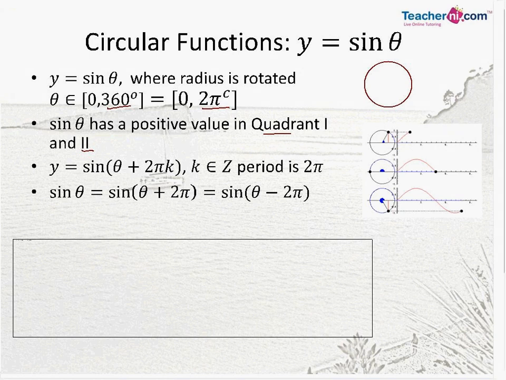A circle, we can take the coordinate axis and divide it into 4 quadrants, right? In the first quadrant, the sign will be positive. In the second quadrant also the sign will be positive. This is the first quadrant, this is the second, this is third, and this is the fourth quadrant. Take an anti-clockwise direction.